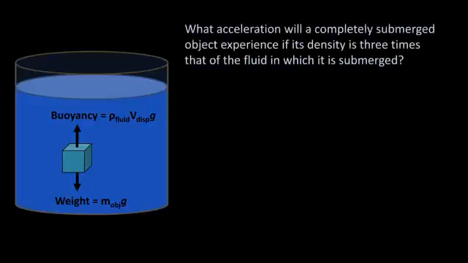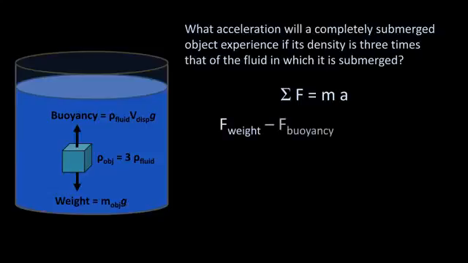What acceleration will a completely submerged object experience if its density is 3 times that of the fluid into which it is submerged? So density of the object equals 3 times density of the fluid. From classical mechanics, we know that the sum of the forces acting on an object will be equal to the mass of the object times its acceleration due to those forces. The forces here are its weight, which will be partially counterbalanced by its buoyancy.